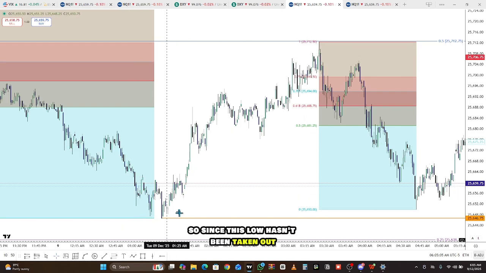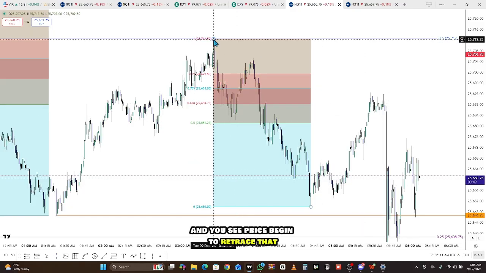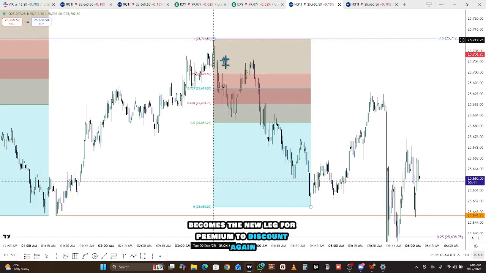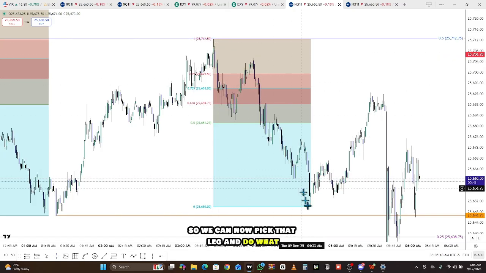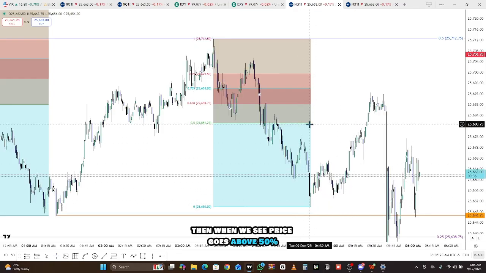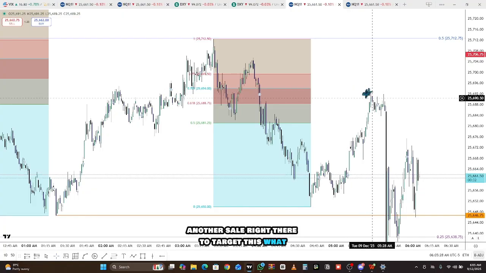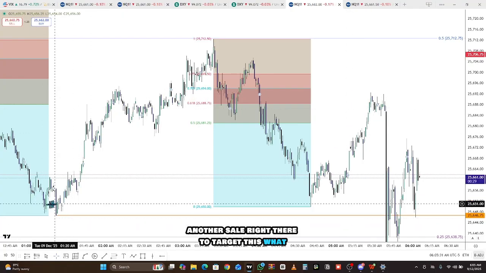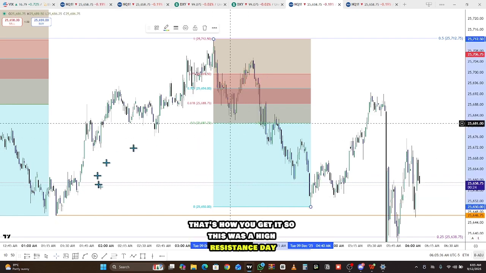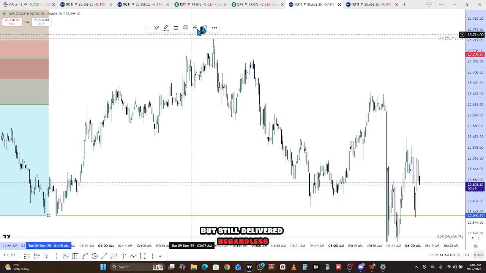So since this low hasn't been taken out, and you see price begin to retrace, that high that was made inside optimal trade entry becomes the new leg for premium to discount again. So we can now pick that leg and measure it again like this. Then when we see price go above 50% or reach optimal trade entry, we could look for another sell right there to target this low, and exactly how you want it, that's how you get it. So this was a high resistance day, but it still delivered regardless.